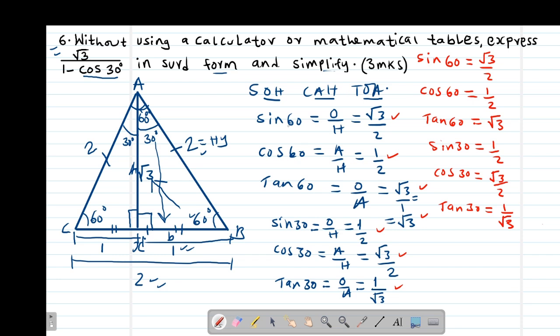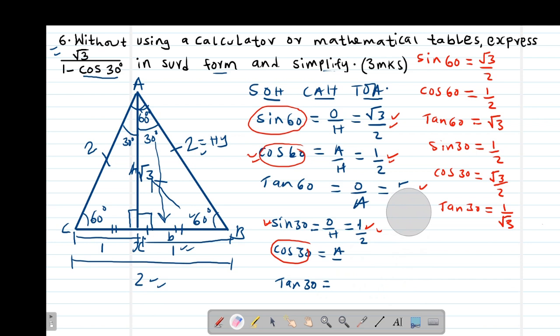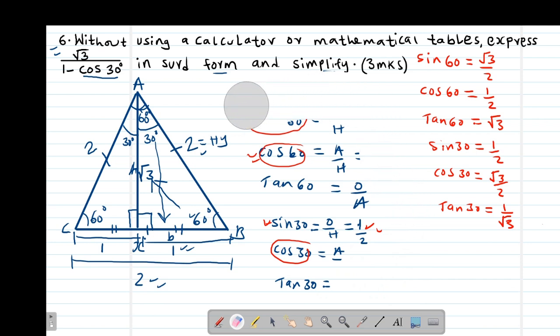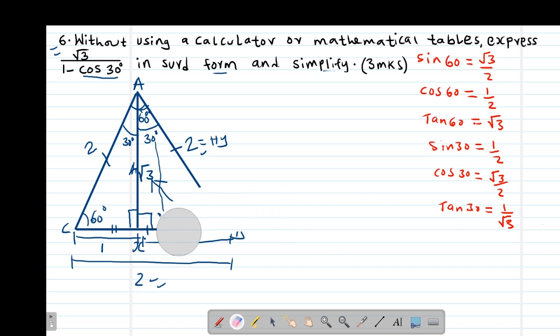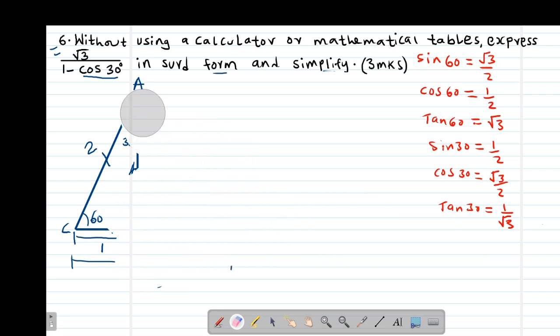A point to note, the sine and cos are usually complementary. Therefore, the sine of 60 degrees must be equal to the cosine of 30 degrees. You can see this is root 3 over 2, and similarly this is root 3 over 2. Similarly, the cosine of 60 degrees must be equal to the sine of 30 degrees. You can see this is a half, and this is also a half, because those two are complementary, which means they add up to 90 degrees.